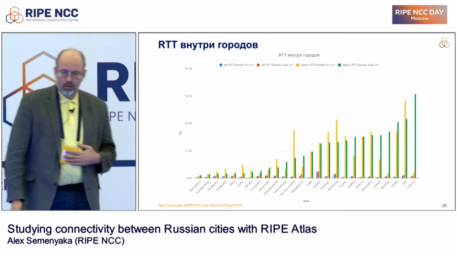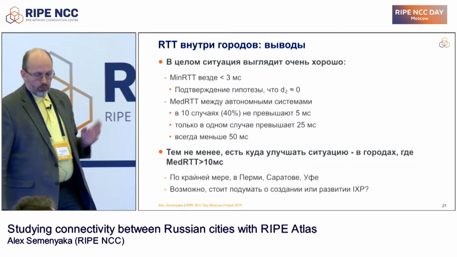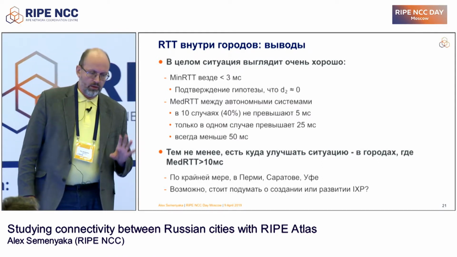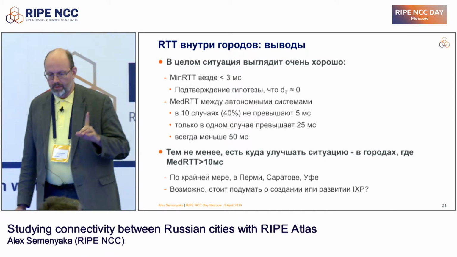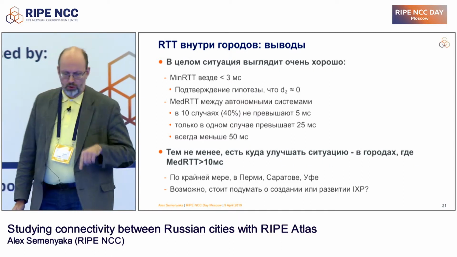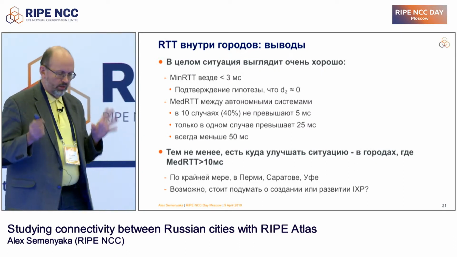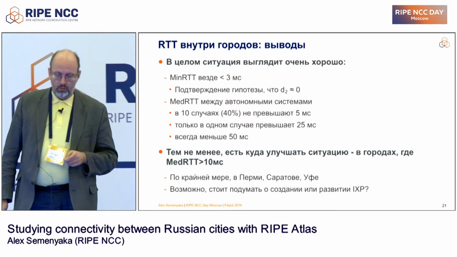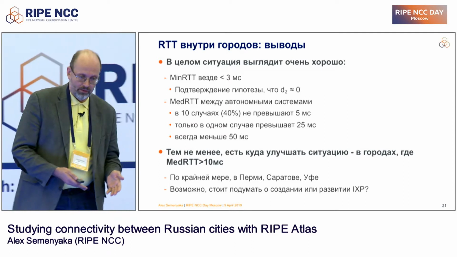So we've got those charts. And that's how it looks. The conclusions are, generally speaking, the situation in Russia is quite okay. The minimal round trip is very small. Between the autonomous systems, the round trip is not perfect, but it's good. In only one case did we register more than 25 milliseconds, and it's always below 50 milliseconds, which is our sacred value. However, there is still room for improvement, especially in places such as Ufa.